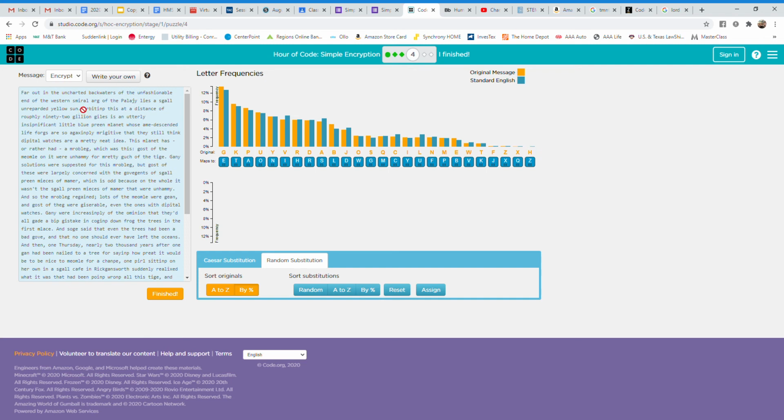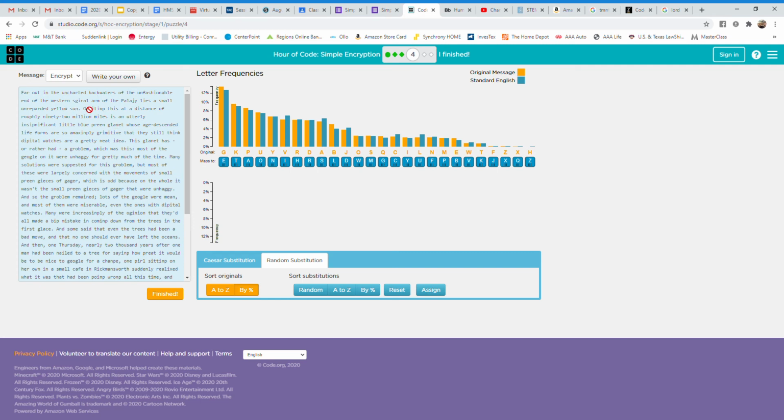Spiral. Okay, 92 billion. No, 92 million. Yeah, because there's a G here and a G here, so G is M. So let's move that. Yeah, 92 million miles. Try "backwaters" and "unfashionable."